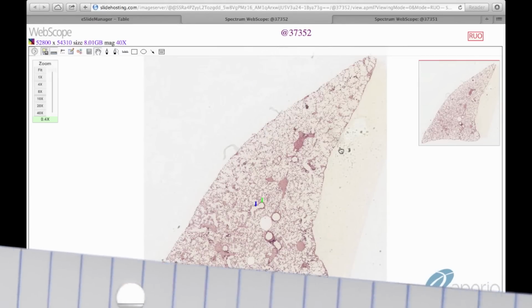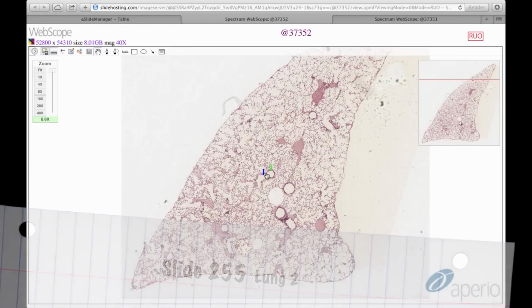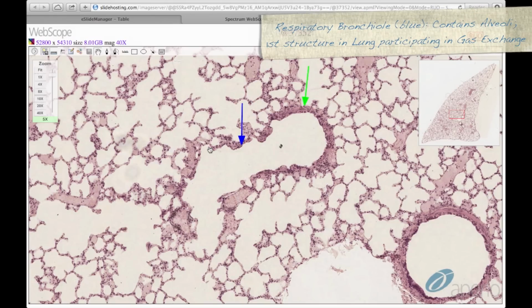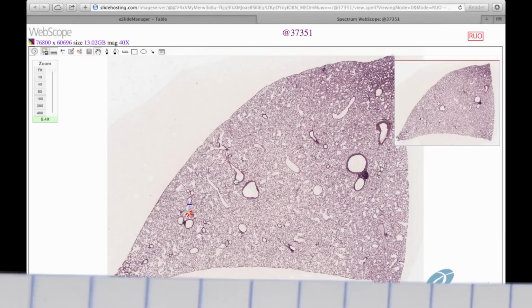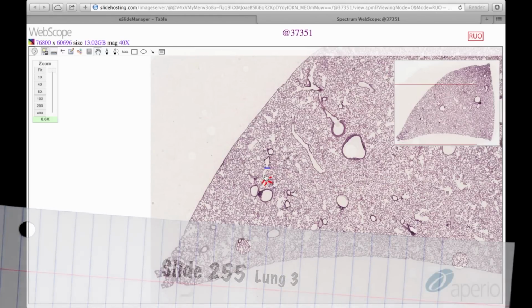We are now looking at slide 255, lung 2, which is another section of the lung stained with H&E. If you zoom in, you can see a terminal bronchiole by the green arrow that is branching into a respiratory bronchiole, indicated by the blue arrow. Notice that neither of these structures contain cartilage, and both contain smooth muscle in their walls. The respiratory bronchiole differs from the terminal bronchiole in that it contains alveoli budding off from its walls, and therefore it is the first structure to participate in gas exchange in the lung. We've quickly turned to slide 255, lung 3, to show a respiratory bronchiole transitioning into an alveolar sac.